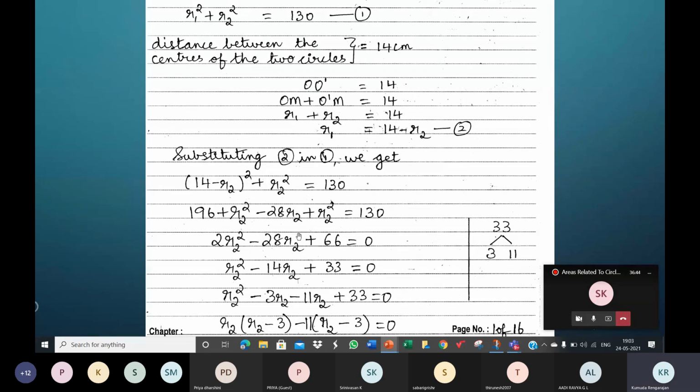This will give you a quadratic equation in R2. Solve and find R2. Once you find R2, substitute here. Supposing R2 is 10, then R1 will be 14 minus 10, 4 centimeters, like that. Please complete it.